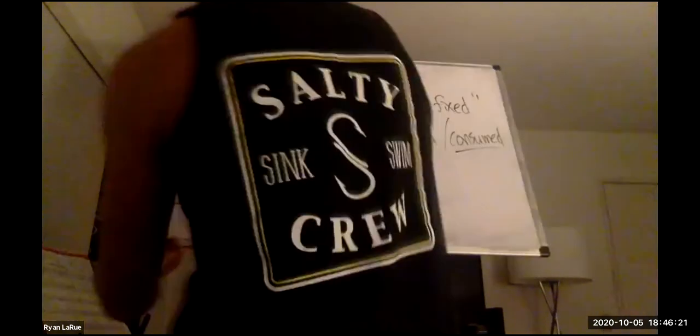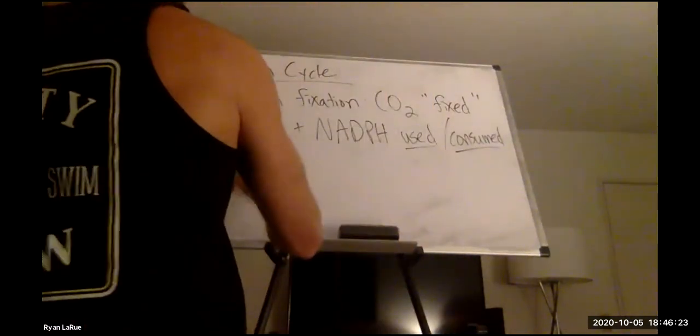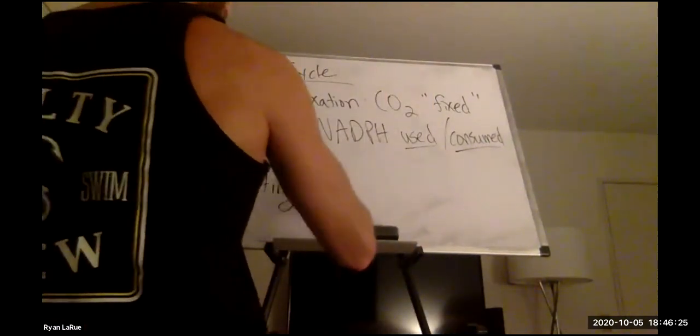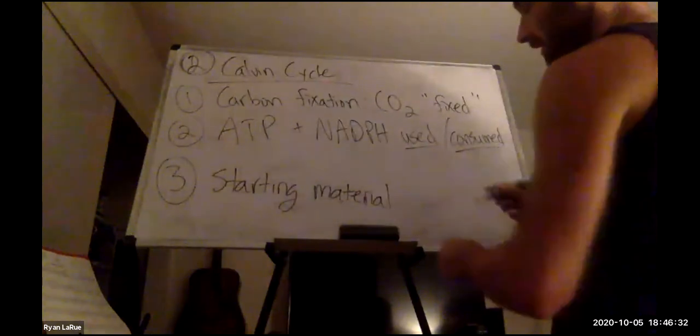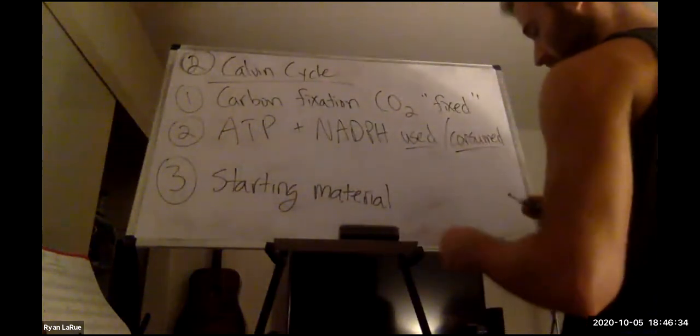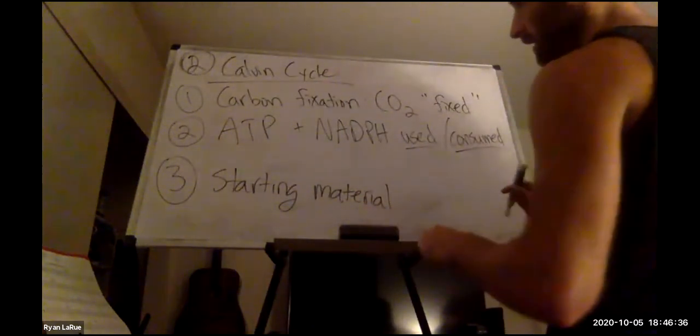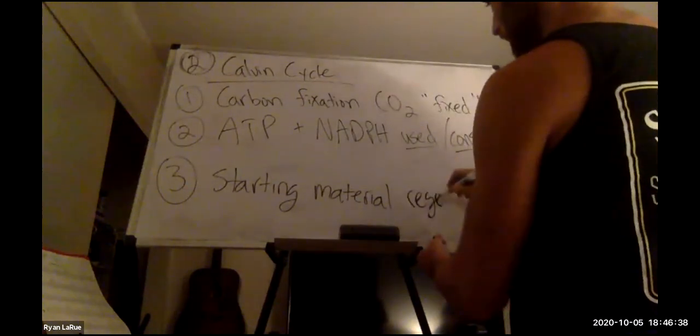And then last thing, it's a cycle, right? So the starting material is regenerated. And that's all I want you to know about the Calvin cycle. This starting substrate is called RuBP. You don't have to know that. I just want you to know that it regenerates.